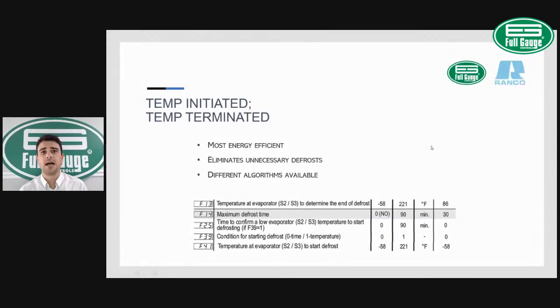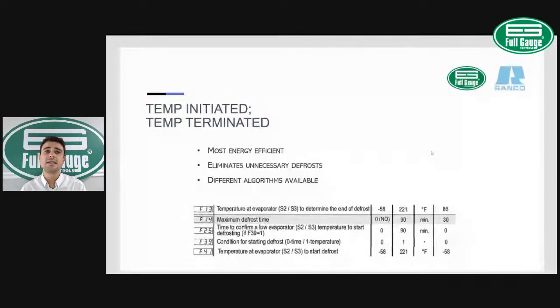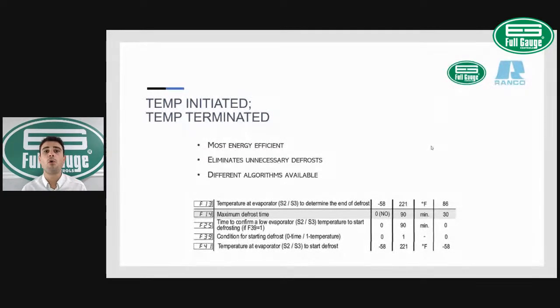Another defrost determination that is becoming quite common is the temperature-initiated, temperature-terminated defrost. This is also known as on-demand defrost or adaptive defrost cycle. I'm sure you have heard those expressions, on-demand, adaptive defrost. And what that means is that your defrost cycles will be performed only when it's needed.